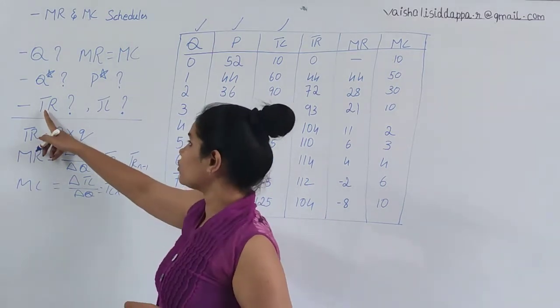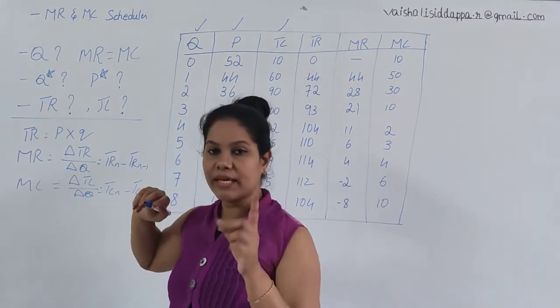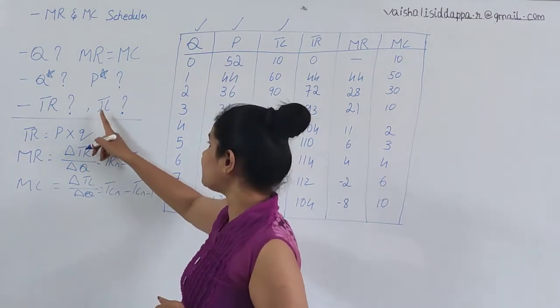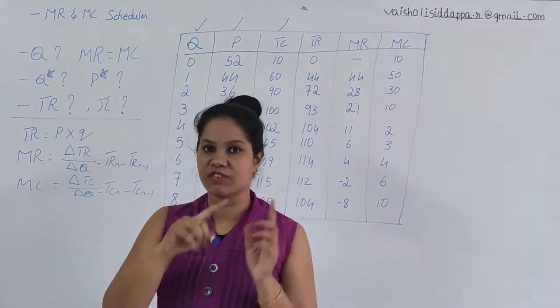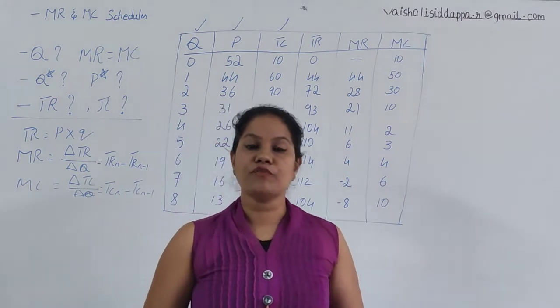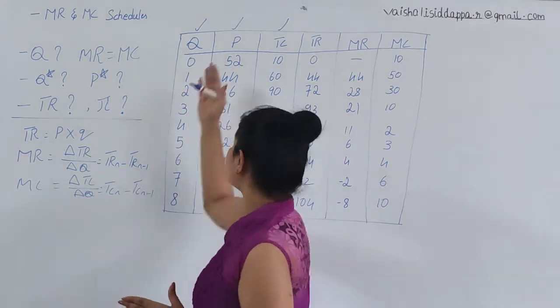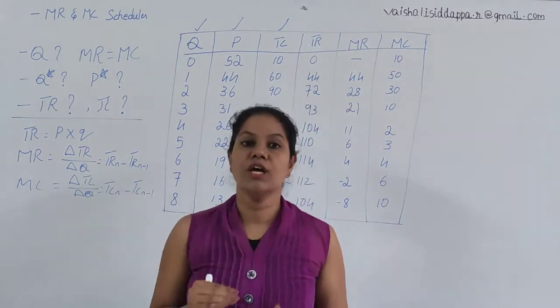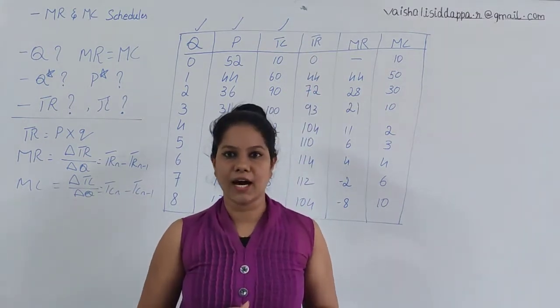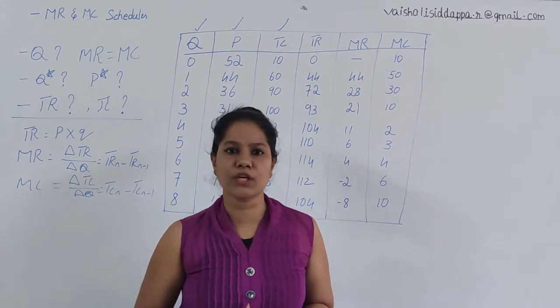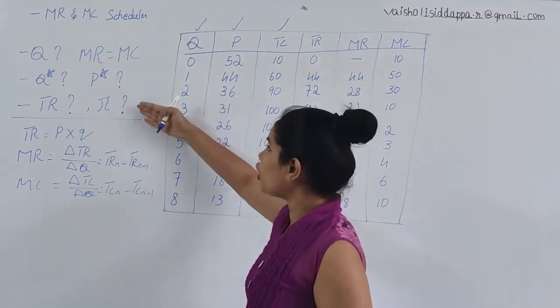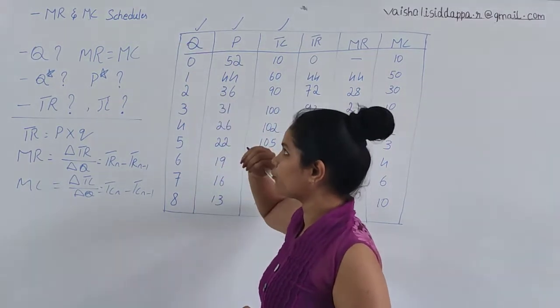Then you have to construct TR, because if you want to find out the total profit, the symbol of profit is pi. So if you want to find out the profit, you have to find out TR also, because you already have TC in the question, so you have to find out TR. So let's go with the question now. You have to answer all these 4 questions.